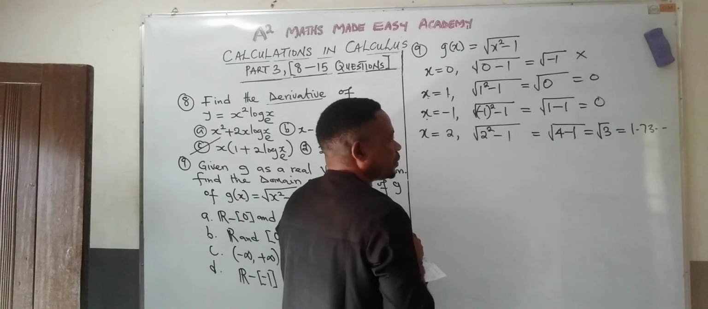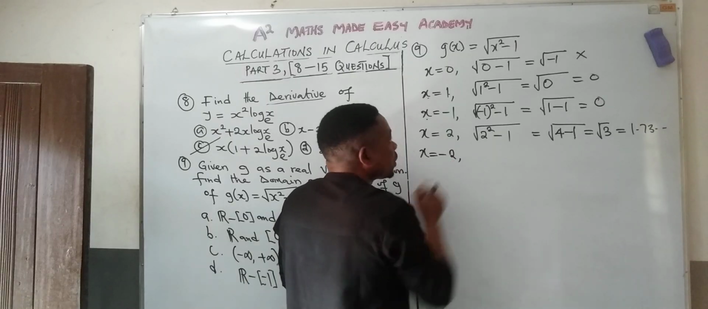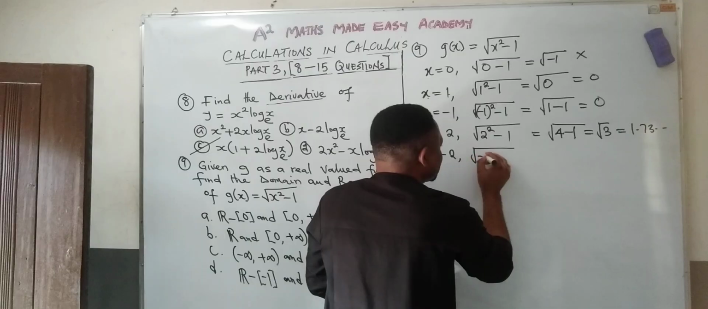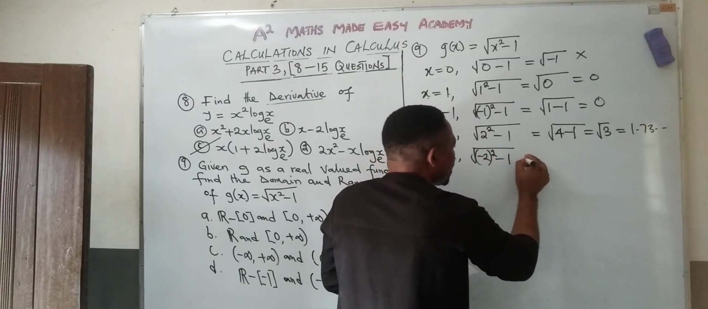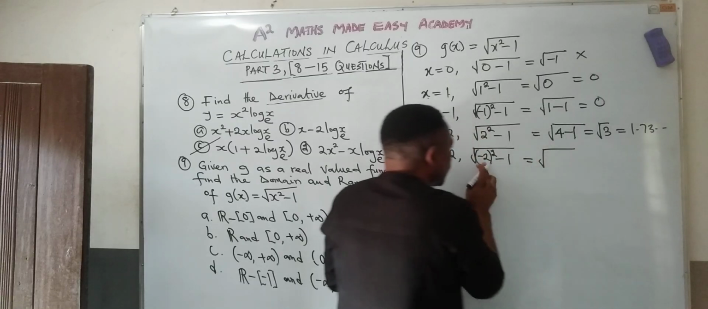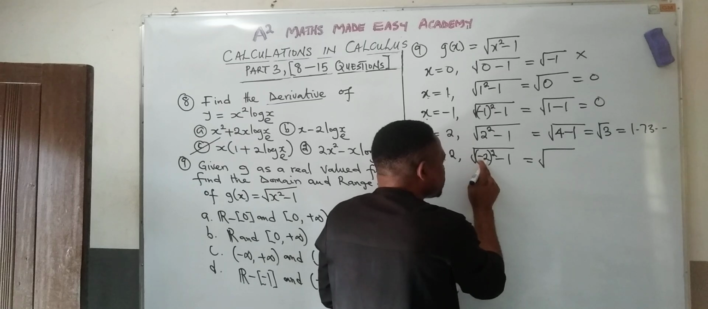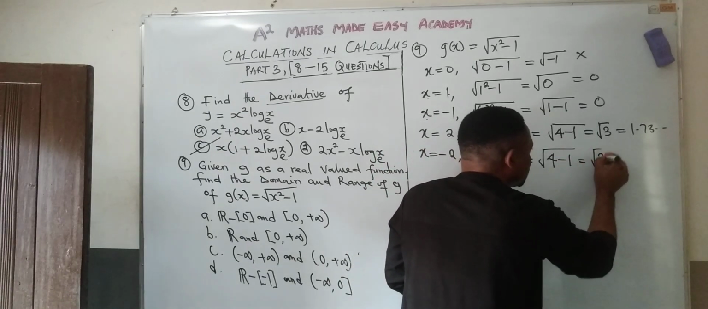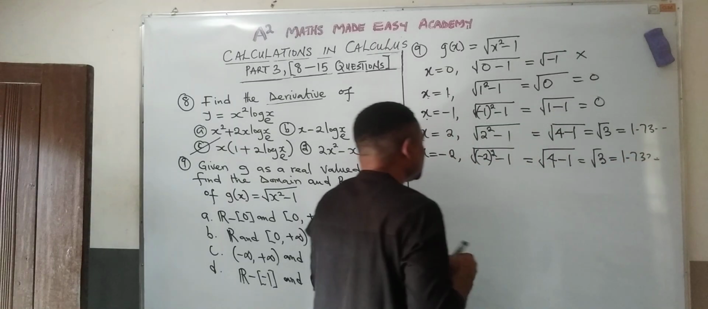Am I communicating now? Then finally, let me try when x is minus 2. Can I substitute again? It will give you square root, what is x? Minus 2. Then all squared minus 1. I want you to appreciate this. When you multiply minus 2 twice, the minus will disappear, which means minus 2 squared can give you 4 minus 1. And the result is square root of 3. And square root of 3 is 1.73. Am I communicating? Can you see that now?